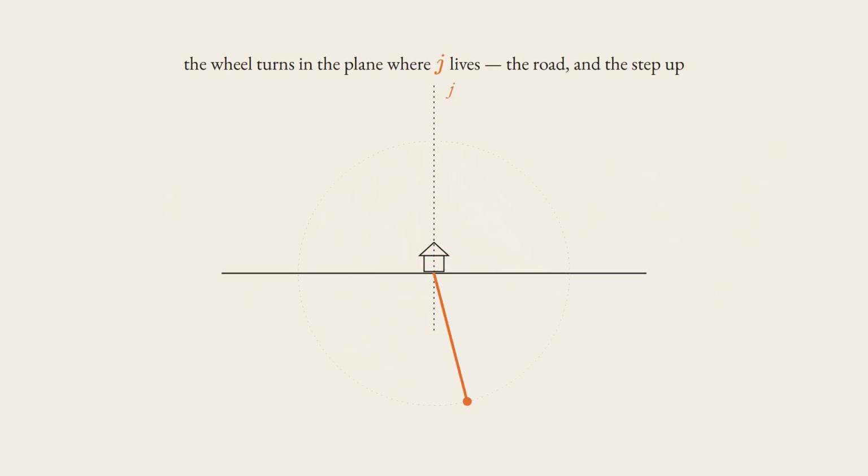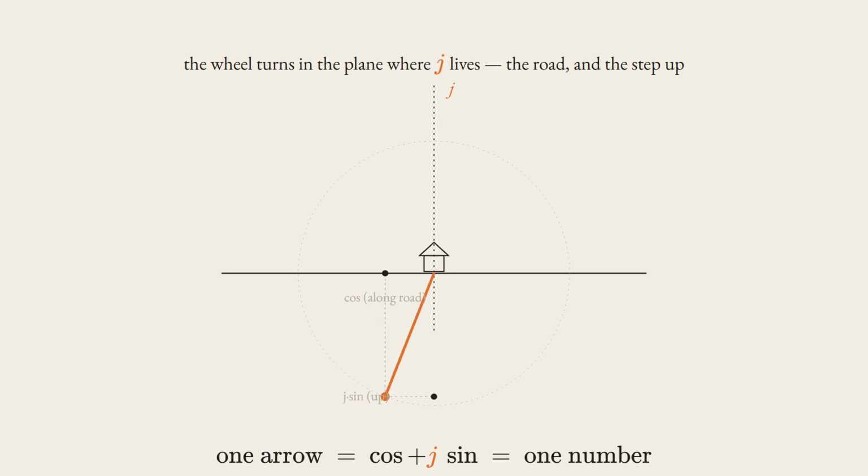And here is where everything connects. Remember the road and the single step upward where J lives. That flat plane is exactly the space the wheel turns in. To pin the cabin, you give two numbers. How far along the road it sits, that is its shadow, the cosine. And how far up, in the J direction, that is its height, the sine. Put them together, and the whole turning cabin becomes one single number. Cosine plus J times sine. Its length is how strong the wave is. Its angle is its timing. A wave is no longer a wiggly curve. It is one arrow, one number, written with J.